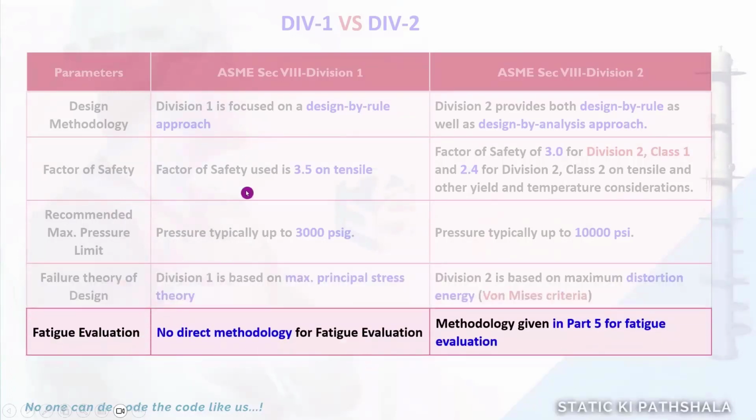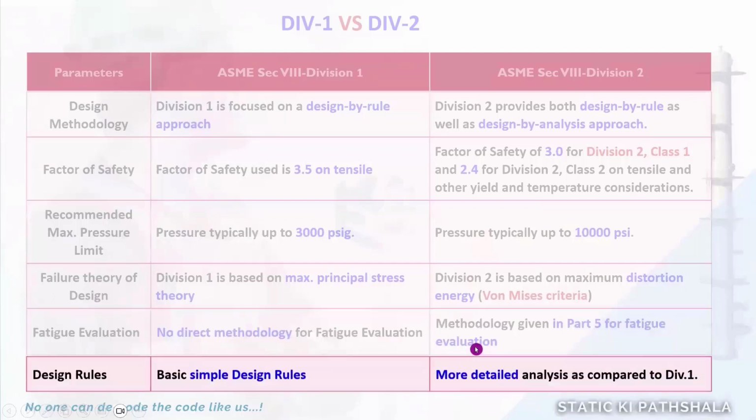Fatigue evaluation. As per Division 1 UG-22 loading, it has been mentioned what the probable loads are that will come on a pressure vessel. They mention that fatigue or cyclic load can come on any pressure vessel, but Division 1 does not give you any methodology to calculate the number of cycles under cyclic loading. So Division 1 does not have any direct methodology. We go into U-2(g) and ultimately into Division 2 Part 5 to use that methodology, right? Whereas Division 2 has Part 5 for fatigue evaluation directly available. So for fatigue evaluation, Division 2 has the direct methodology.